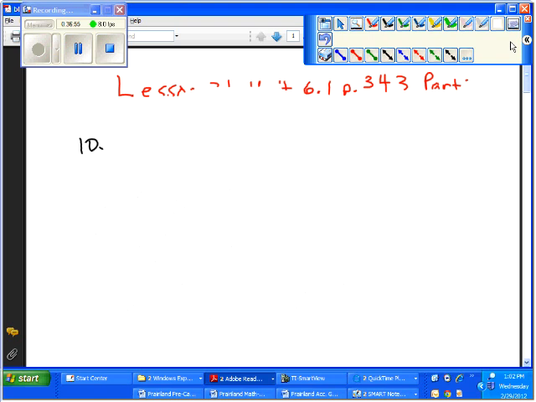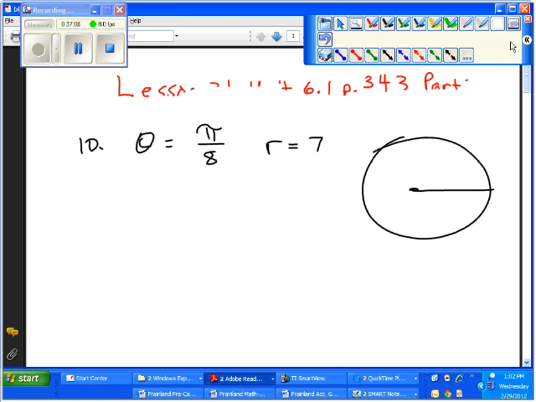Number 10, we want the area of the sector, which again is like a slice of pizza. We've got theta is equal to pi over 8, and we have a circle with a radius of 7. You understand this is what we have, a circle with radius 7. My angle is pi over 8. Pi over 4 is 45, so it's half of 45, which is 22.5 degrees. It'd be something like that. You're going to want the area of that slice of pizza. Remember, pi over 4 was 45, so pi over 8 is half of 45, so the angle is 22.5 degrees if we were going to do it in degrees, which we aren't, but that gives you a little bit of a picture there.